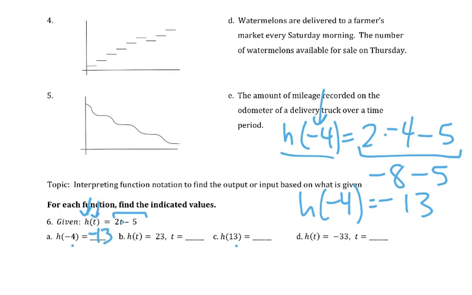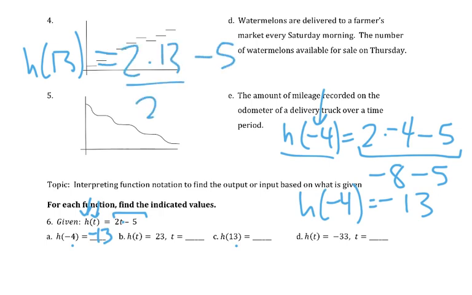Okay, now let's do C. So now we've got 13. So H of 13 equals 2 times 13 minus 5. 2 times 13 would be 26, minus 5 would give us 21. So H of 13 equals 21.